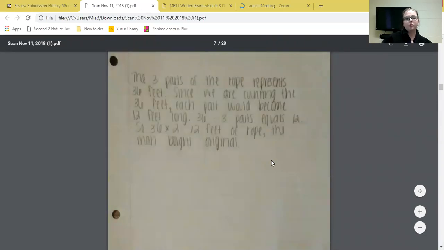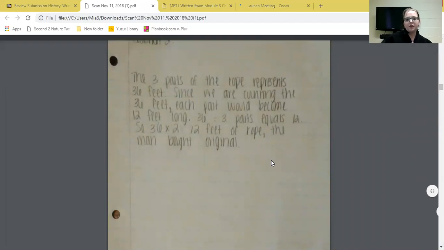And this is our explanation. The 3 parts of the rope represent 36 feet. Since we are dividing the 36 feet, each part would become 12 feet long. 36 divided by 3 parts equals 12. So 36 plus 36 equals 72 feet of rope, which the man originally bought.